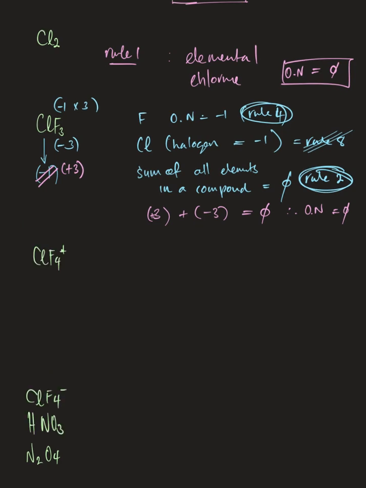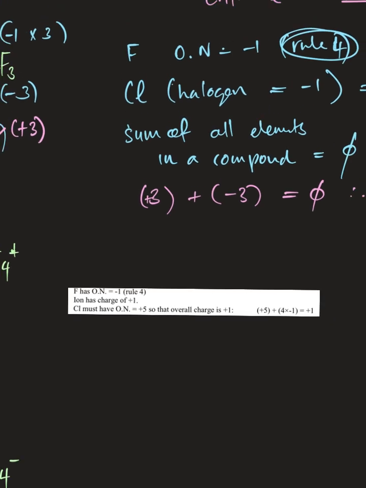Right, if I'm looking at this one, what do I have here? Yes, a little bit of a charge. So I know that fluorine has an oxidation number of negative 1. I know that the iron must have a charge of plus 1. And I know that chlorine is the thing that has to operate around this whole situation. So what I'm going to be left with now is a setup that looks like this.